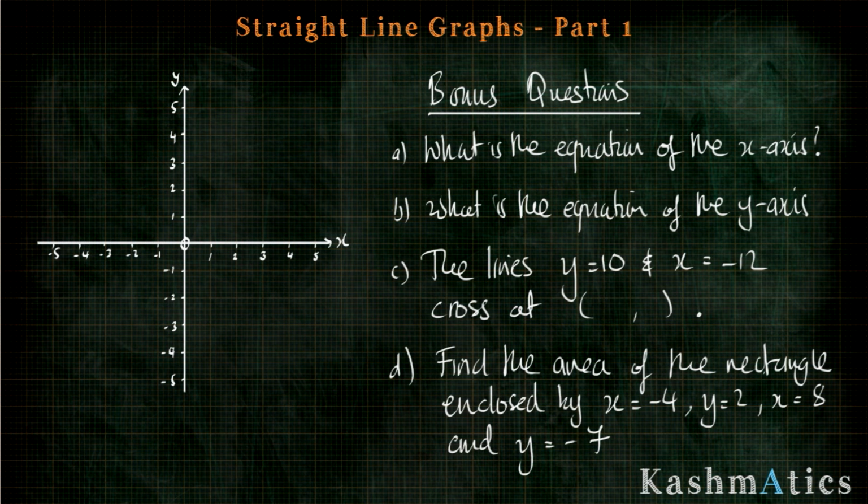Okay, you're not going to be able to put it on this grid, but you might be able to put it on a bigger one. But I'd rather you did it without actually sketching it. But it says the lines y equals 10 and x equals -12 cross at some point. Okay, so in those brackets, write down the coordinates where they cross. And the last one, find the area of the rectangle enclosed by those 4 lines. So x equals -4, y equals 2, x equals 8, and y equals -7.